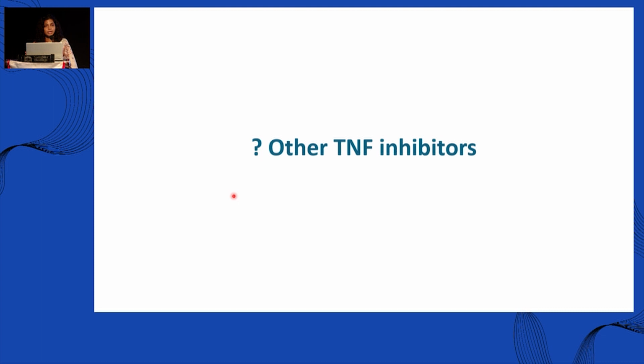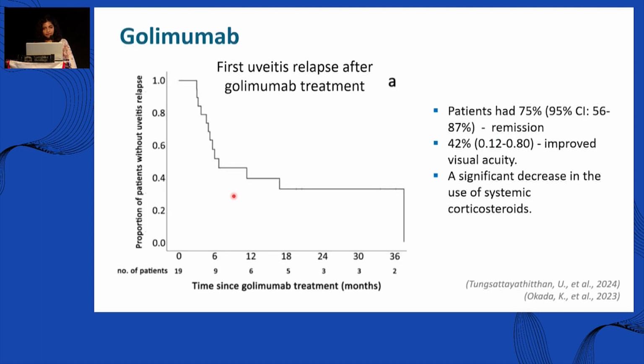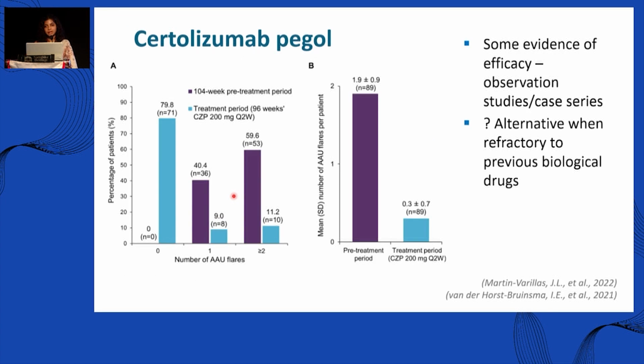But then what about the other TNF inhibitors? So golimumab, again, there is some evidence that it is effective in controlling inflammation and also as a steroid sparing agent. Certolizumab, again, these are not large trials, mainly observational studies, that also shows that it's potentially a good alternative if you can't use anything else to control inflammation and to reduce the steroid load.